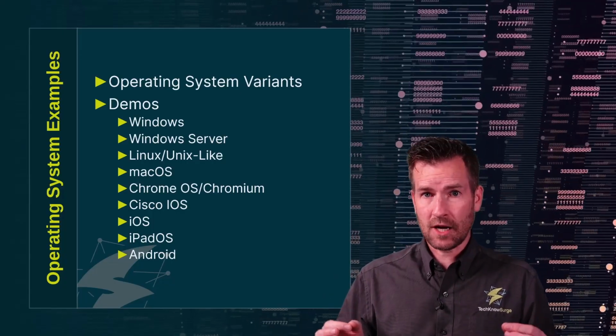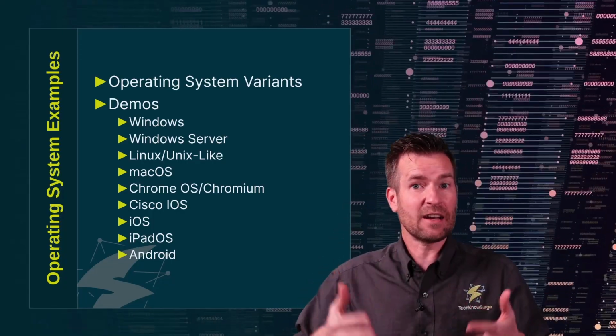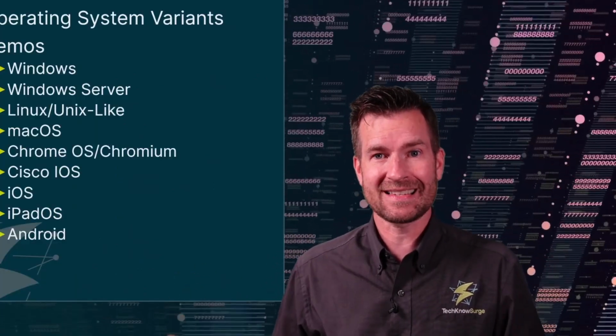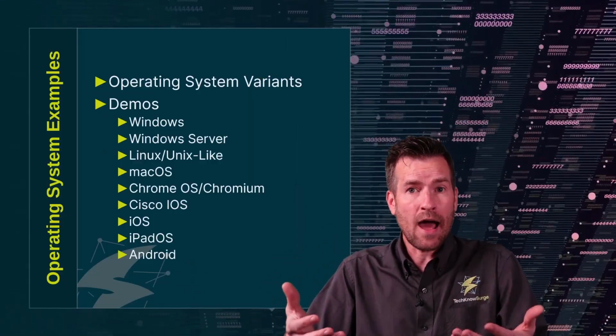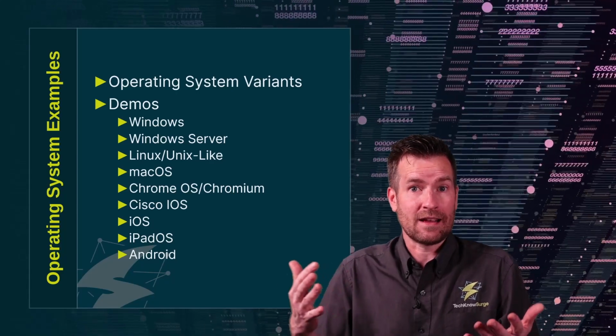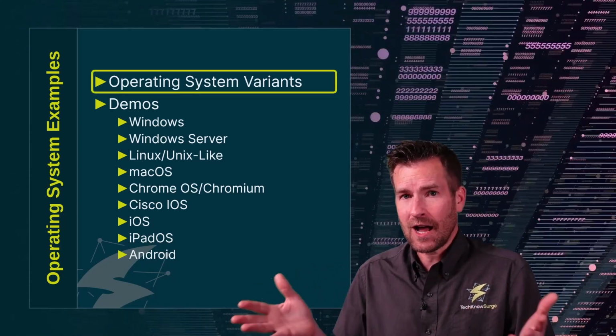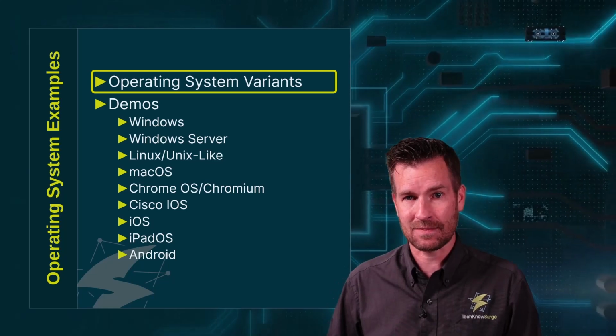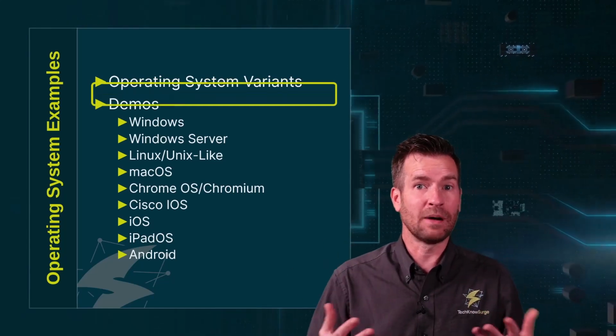We're going to kick this module off looking into all of the different variants that are out there. Why are there so many different operating systems? In order to do that, we're going to discuss a little bit of what a kernel is and how these different operating systems came about. What is the history of these operating systems? Then we're going to start getting into a bunch of demos.